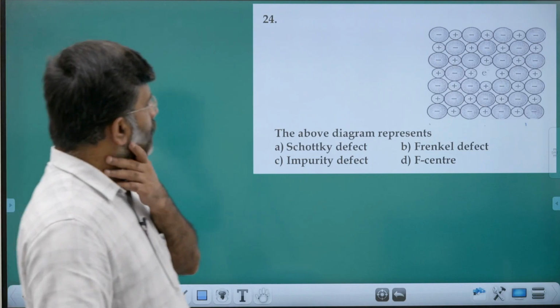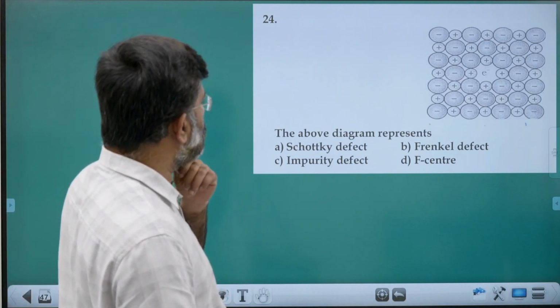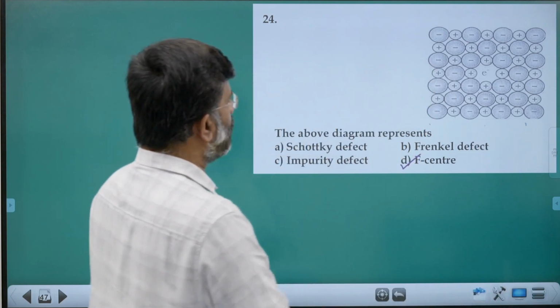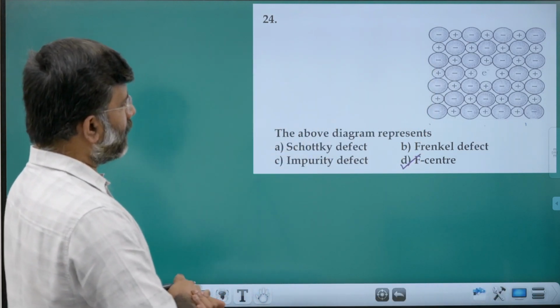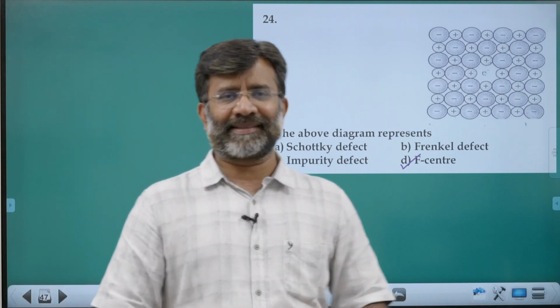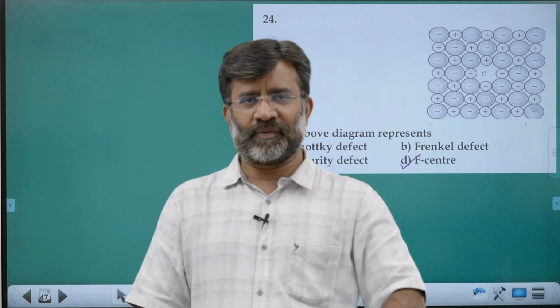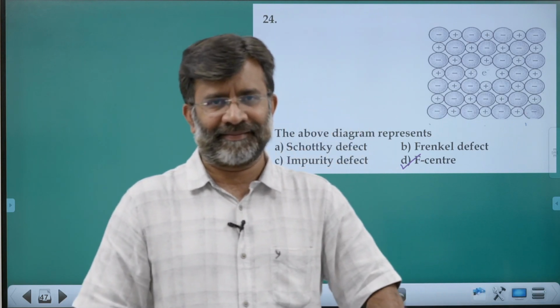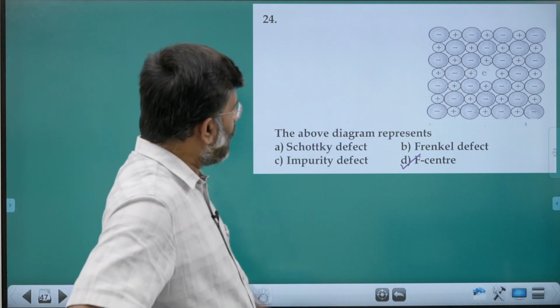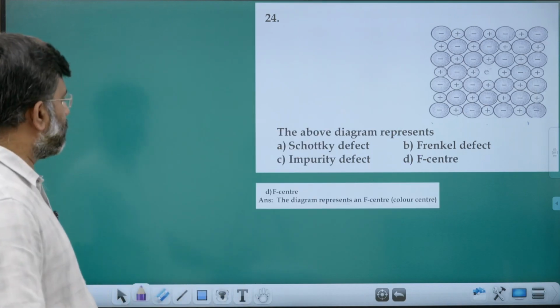The above diagram represents F center. That is metal excess defect due to anion vacancy. F center. Next. And that electron trapped is called F center.